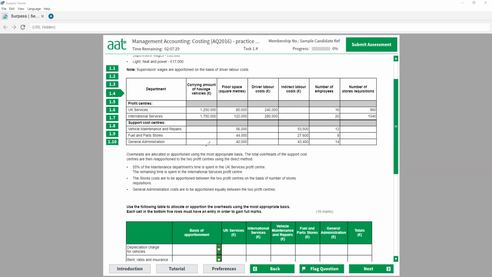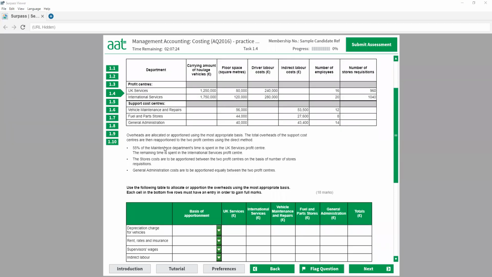So let's have a look. Here we have overheads allocated or apportioned using the most appropriate basis. This one we have to know, which basis we're going to use for which overhead. So you need to have a very good idea of the apportionment. The total overhead of the support cost centers is then reapportioned to the 2 production centers using the direct method.